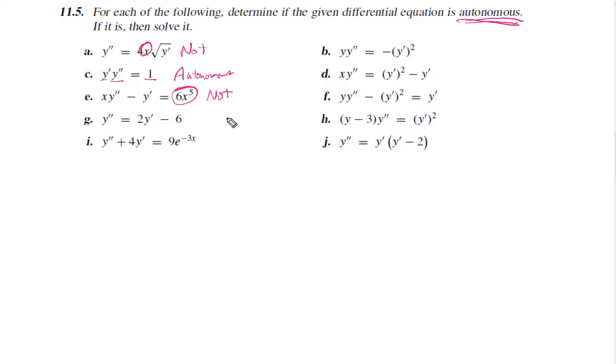And on the G choice, we've got our y double prime, we got a y prime, we got a constant. This is autonomous. And on the I choice, notice here we have x's, which makes it not autonomous. So, if it is autonomous, meaning C and G, we should be able to solve it with our substitution.